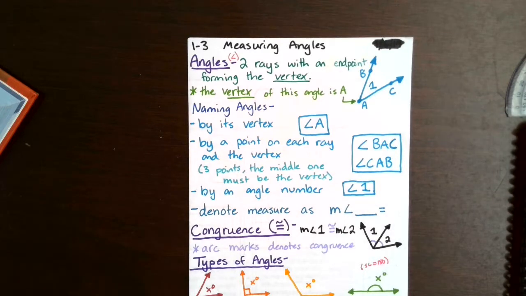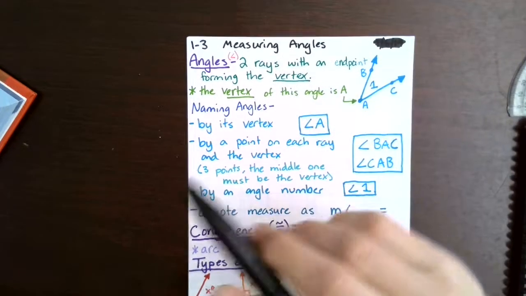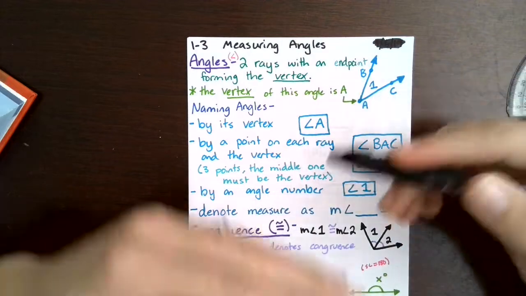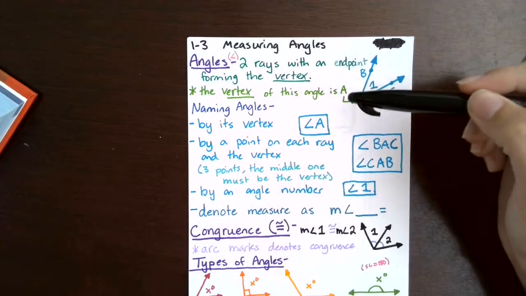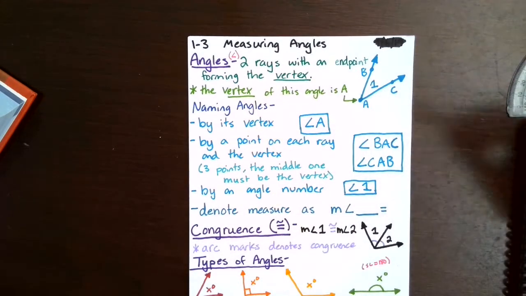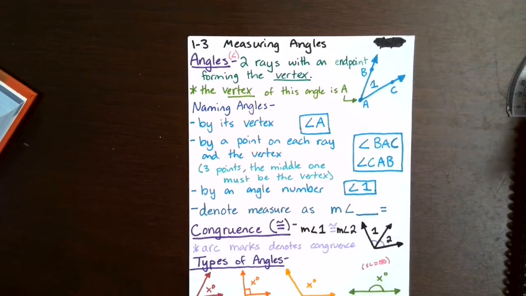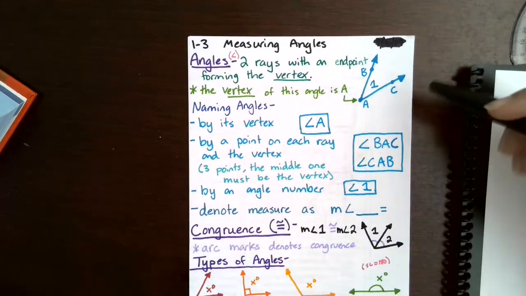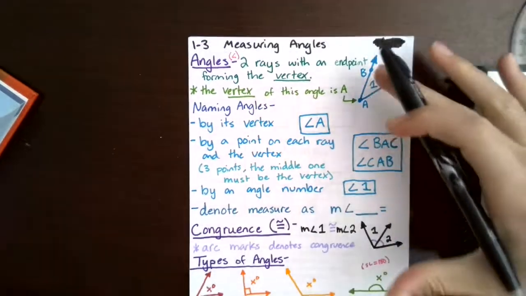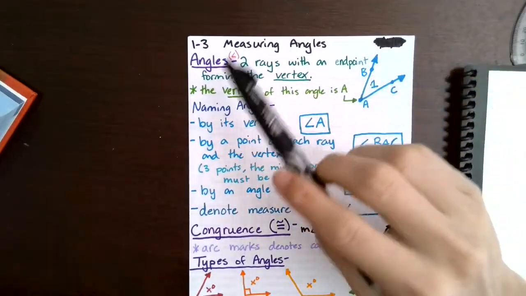Okay, so for section 1-3, measuring angles, this is a continuation of 1-2, which was measuring segments. Angles are also a very important part about geometry. It's the basis for a lot of what we do in geometry. So this is a very important section. So first of all, angles.